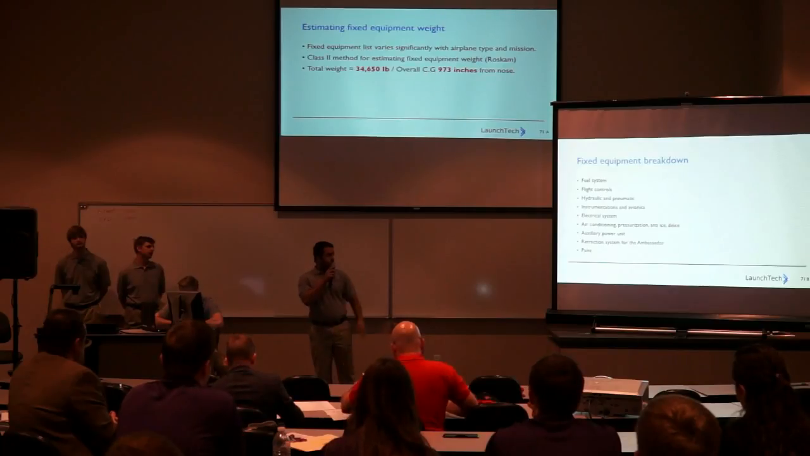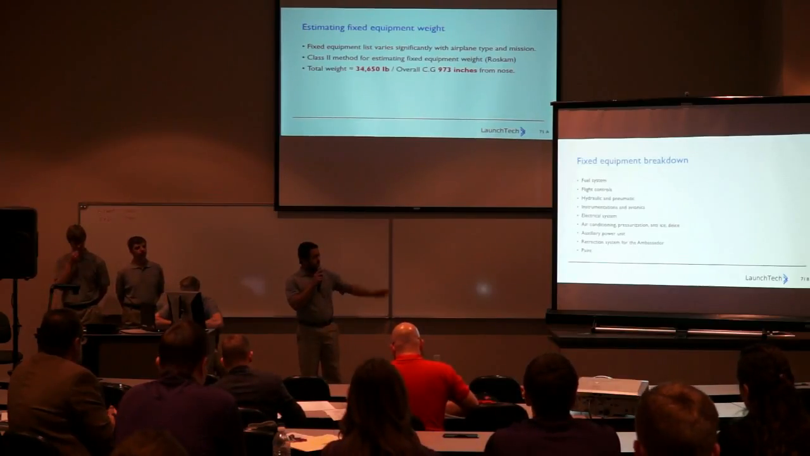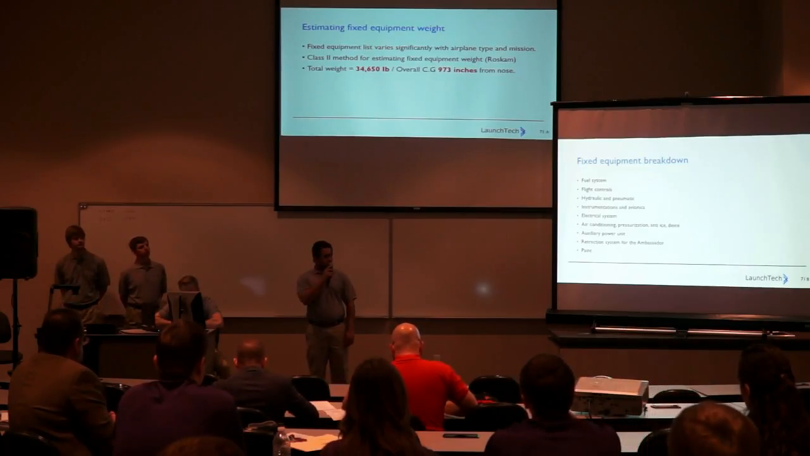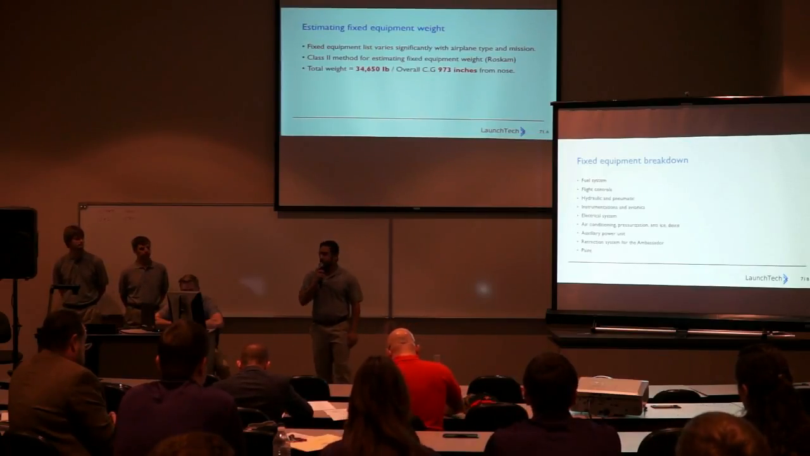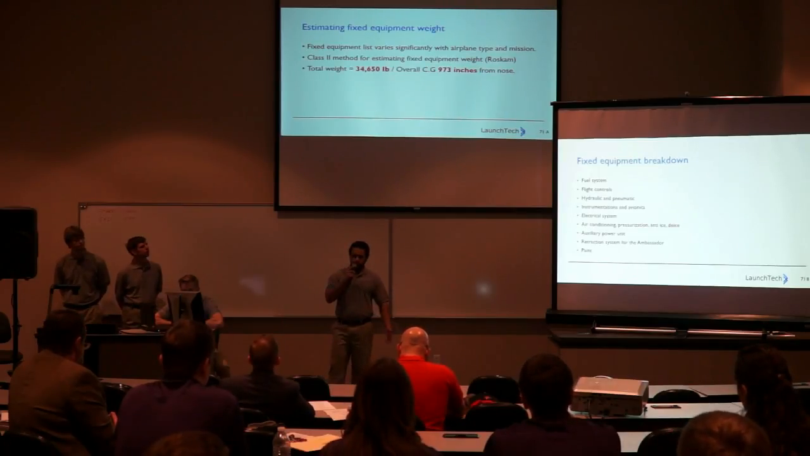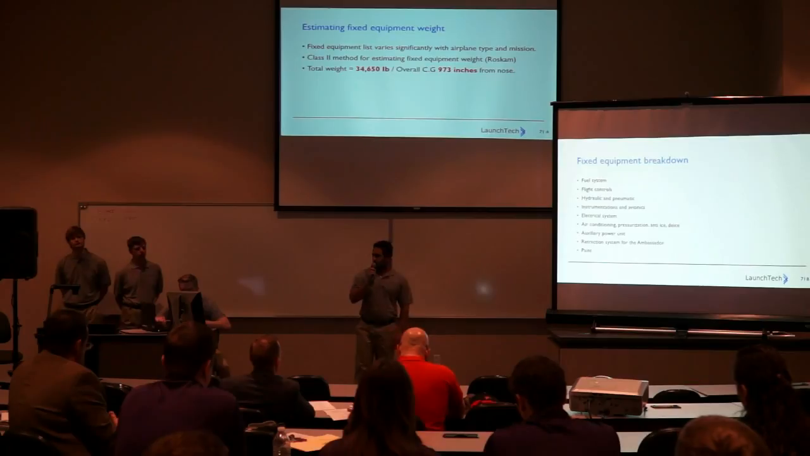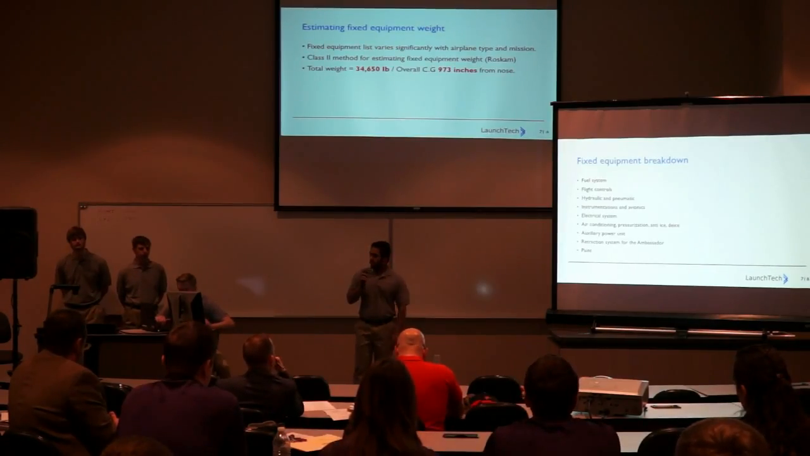On the secondary screen, you see fixed equipment that existed on the PT1, including the retraction system of the Ambassador. The choosing of those components is based on the mission and the type of the PT1, calculating those weights used by the Roscom method. So we came up with a total weight of 34,000 pounds, and the CG location of the fixed equipment is 973 inches within the fuselage station.